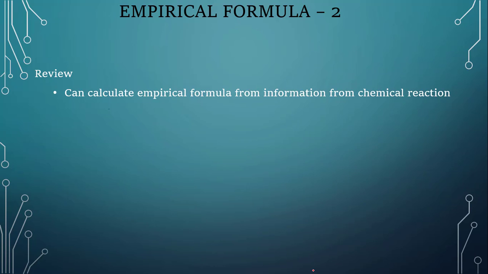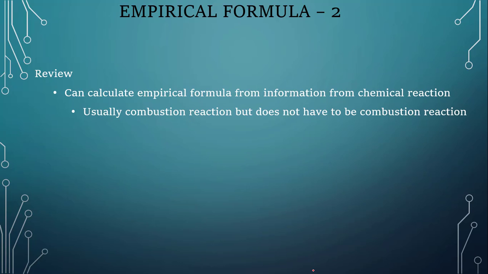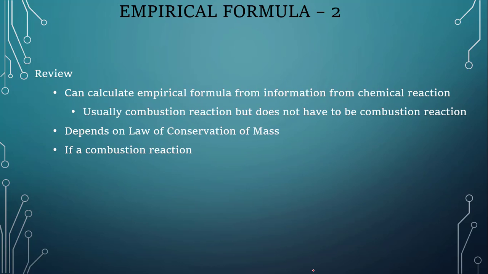So to review, you can calculate an empirical formula from information from a chemical reaction. This will usually be given as a combustion reaction, the ones that we did, but it does not have to be a combustion reaction. This all depends upon the law of conservation of mass. Matter can neither be created nor destroyed in a chemical reaction. If it is a combustion reaction, the moles of carbon equals the moles of CO2 because the ratio of atoms of carbon to molecules of CO2 is 1:1.